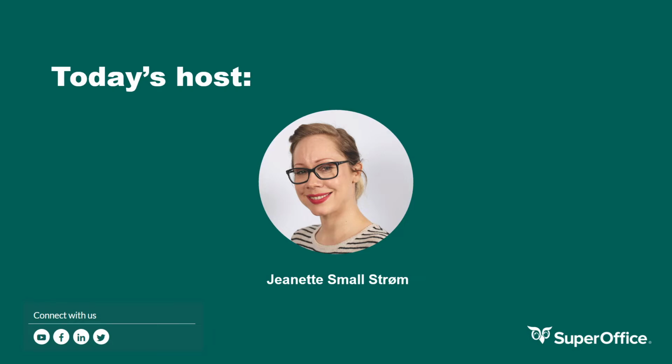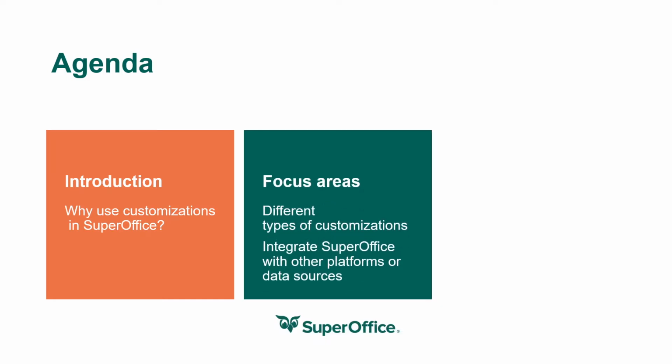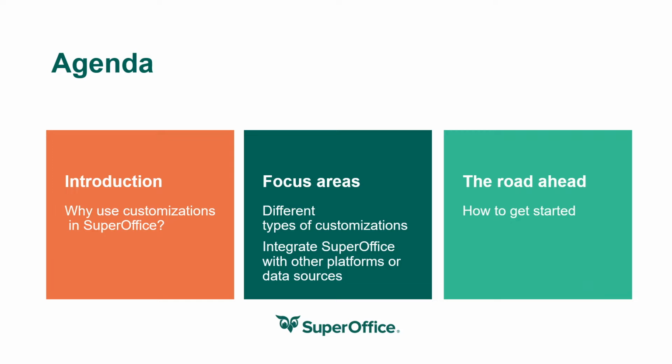Now let's take a look at the agenda for today. First we will look at why you should use customizations in SuperOffice. Then we'll take a look at different types of customizations, like user-defined fields and lists, and configurable screens and other customizations in service. And then we will take a look at how you can integrate SuperOffice CRM with other platforms or data sources. And at the end, we will give you some tips on how to get started.